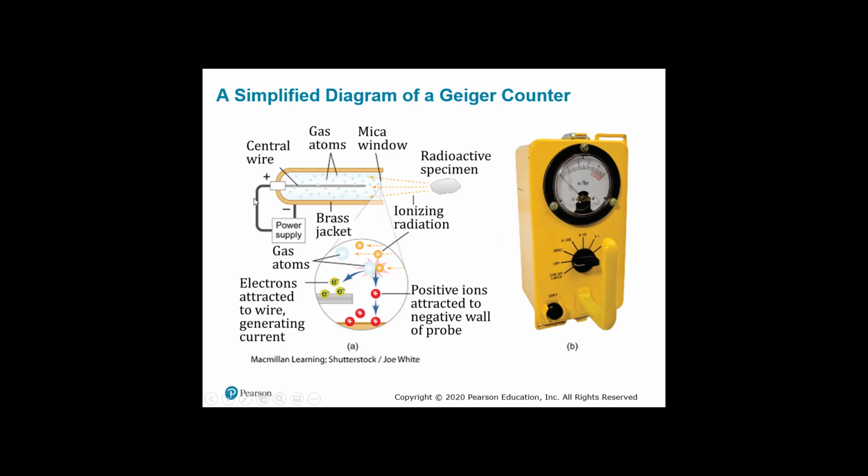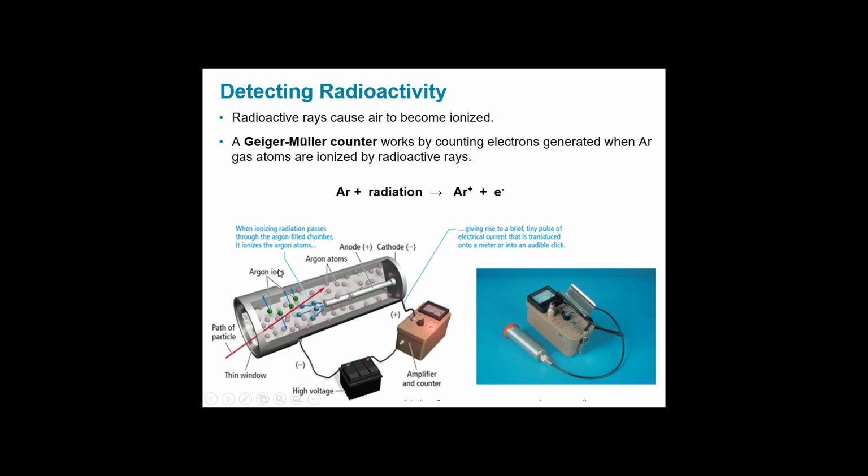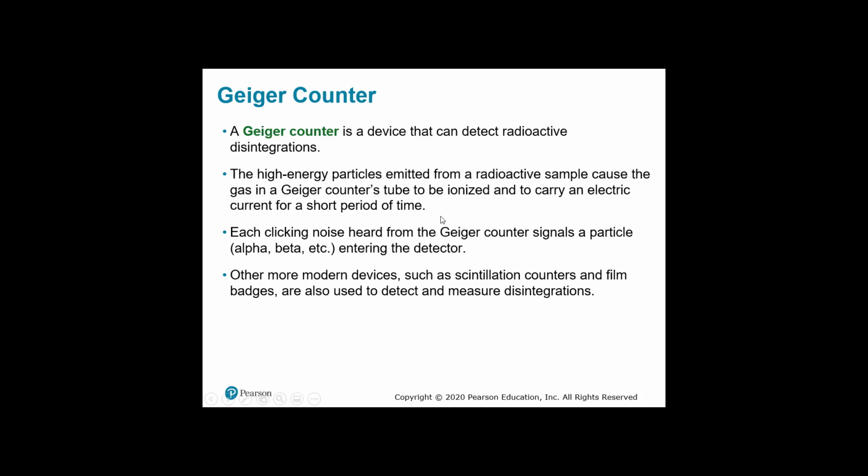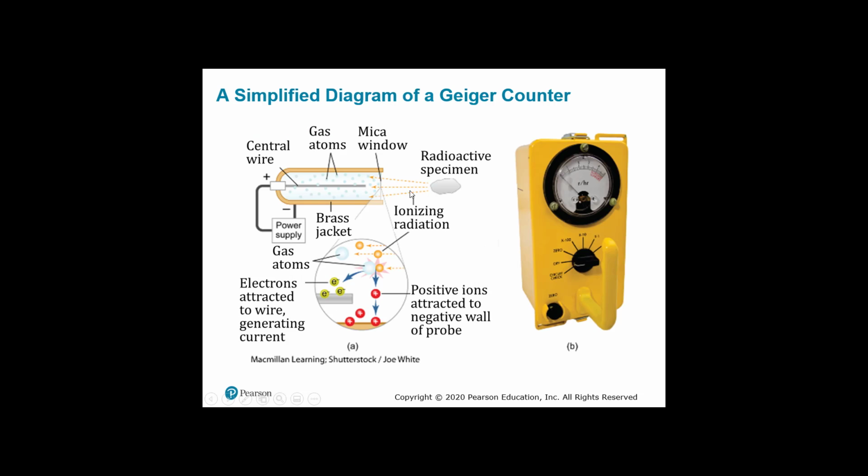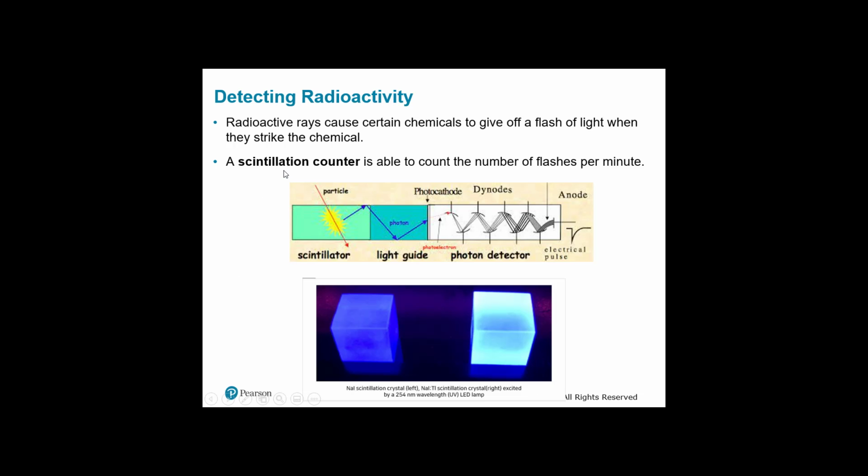This is a very simplified one. It is very similar to what I'm showing you here, but it breaks it down a little bit more. So here's argon gas. It ionizes it. The positive ions are attracted to the negative wall. The electrons are attracted to a wire, and it generates a current supply. And that's what you'll end up hearing or seeing here.